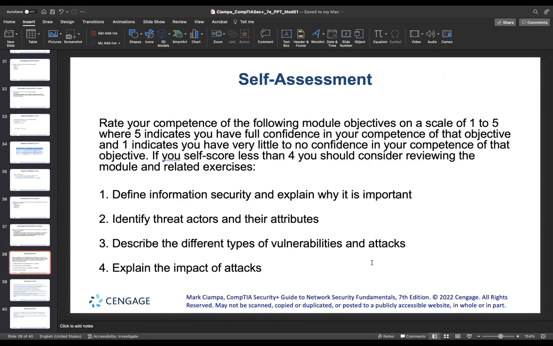Let's answer a couple of these questions before we close. You don't need to answer this, but just tell me yes or no. Can you guys now define information security and explain why information security is important? Yes. Cool. Can you guys identify threat actors and the attributes associated with those? Yes. Can you describe the different types of vulnerabilities and attacks? Yes. Awesome. Can you explain the impact of attacks? Yes.